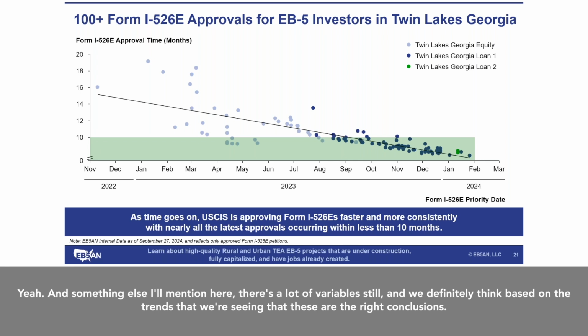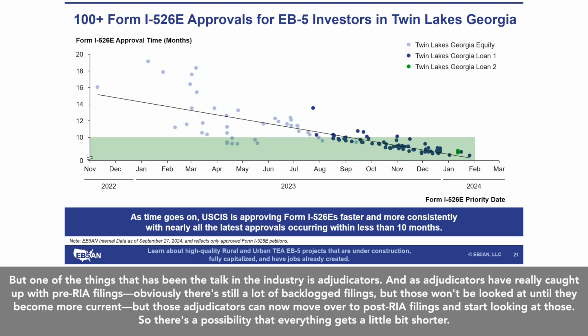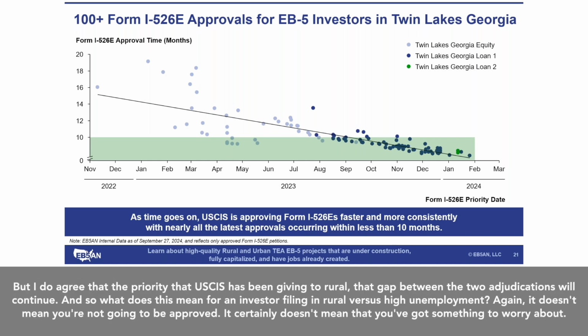Yeah, and something else I'll mention here, there's a lot of variables still, and we definitely think based on the trends that we're seeing that these are the right conclusions. But one of the things that has been talked about in the industry is adjudicators, and as adjudicators have really caught up with pre-RIA filings, obviously, there's still a lot of backlog filings, but those won't be looked at until they become more current. But those adjudicators can now move over to post-RIA filings and start looking at those. So there's a possibility that everything gets a little bit shorter, but I do agree that the priority that USCIS has been giving to rural, that gap between the two adjudications will continue.